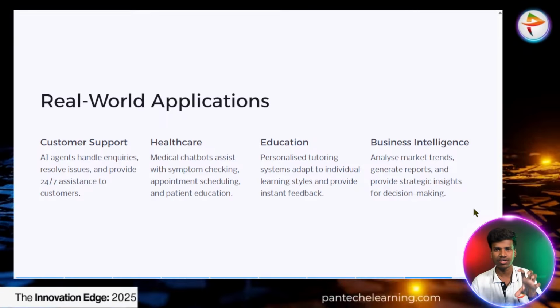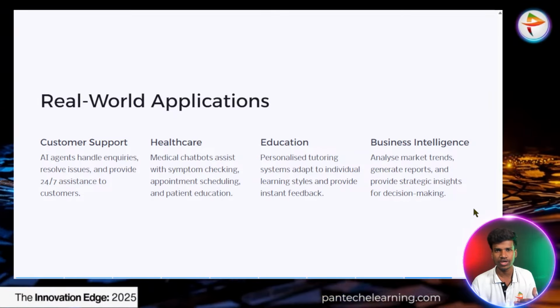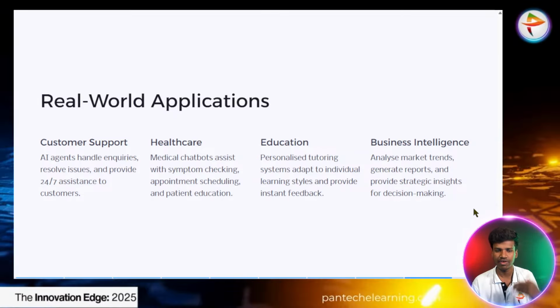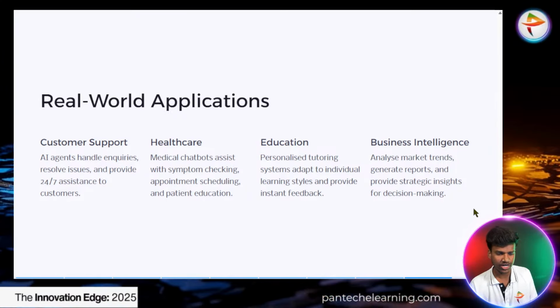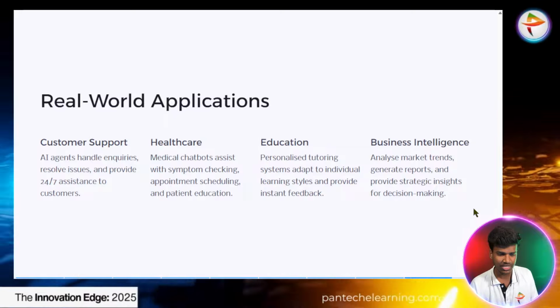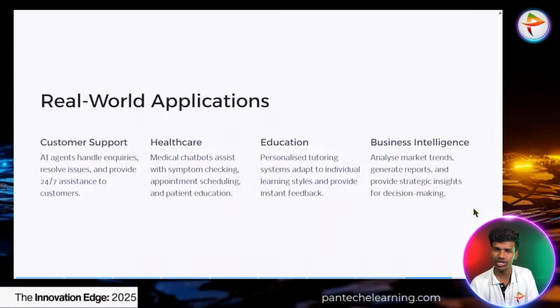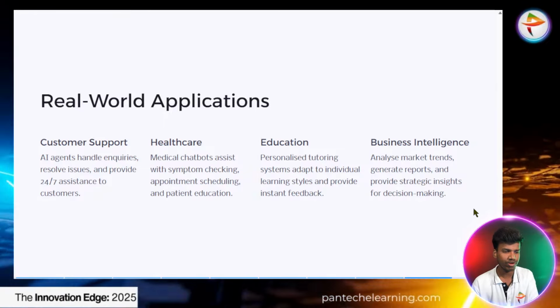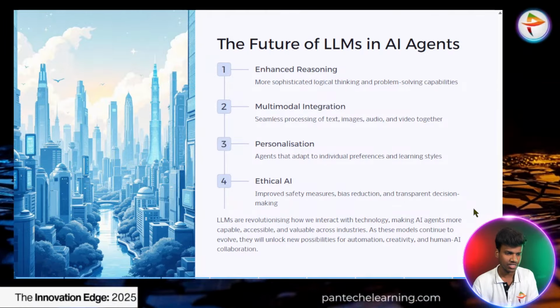If I need to understand one particular summary or paragraph, I can say, kindly explain in a short way, and it gives me an explanation. And business intelligence: analyzing market trends, generating reports and providing strategic insights for decision making. We can create visualizations also. So those are the real-world applications of LLMs, and now the future of LLMs in AI agents.